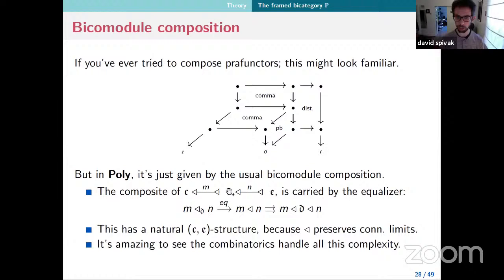So I have a bicomodule M and a bicomodule N. I just take M composed N as polynomials. You all know how to compose two polynomials. Or I take M composed D composed N, and I have a map from M to M composed D, and a map from N to D composed N. And so I get these two maps, and the equalizer in poly automatically carries the structure of a CE bicomodule. So it's amazing. I really find it amazing to watch the combinatorics just tell you the answer about all of this very complex looking stuff here.